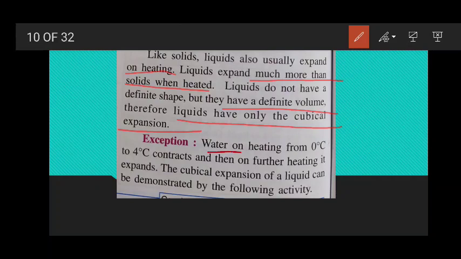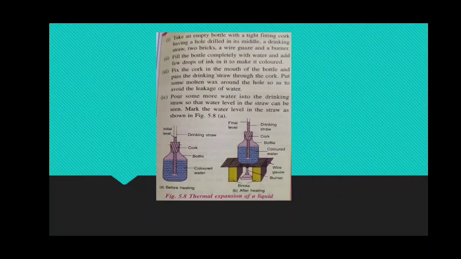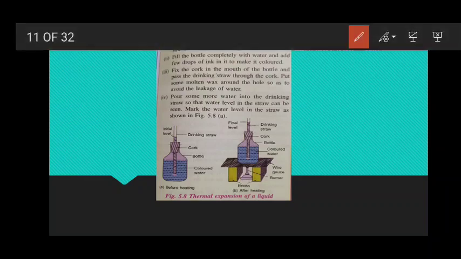So an exception is here also. Water on heating from 0 degrees Celsius to 4 degrees Celsius contracts. Generally when temperature rises, things expand. But in the case of water from 0 degrees to 4 degrees Celsius, it contracts, and after 4 degrees Celsius it expands. And this behavior of water is called anomalous expansion of water.